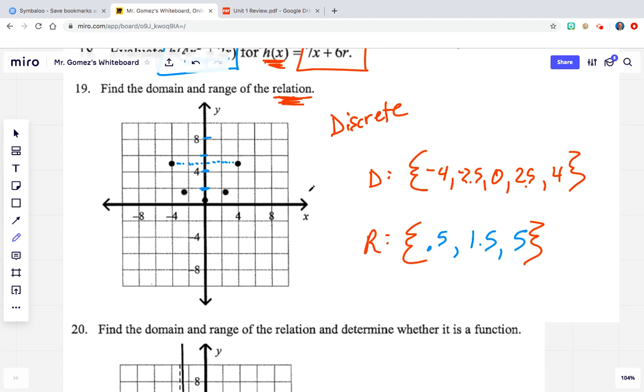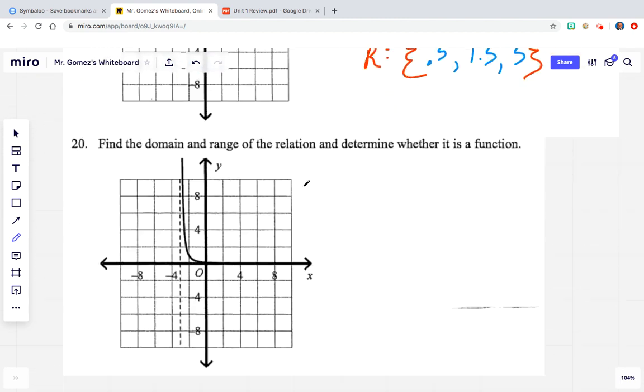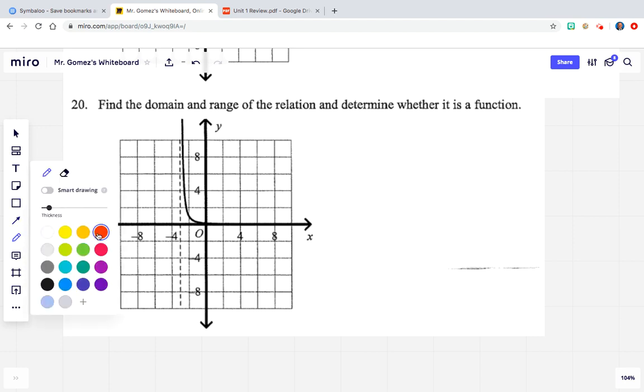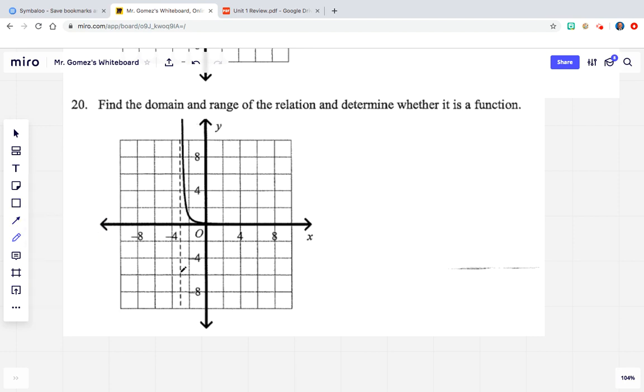All right. So now let's scroll down and let's go to number 20. Find the domain and range of the relation and determine whether it is a function. Okay, so the domain and range of this one, first of all, this dashed line that you see, it's called a vertical asymptote. And we will learn this later throughout the year, what it represents, how we solve for it, so on and so forth.